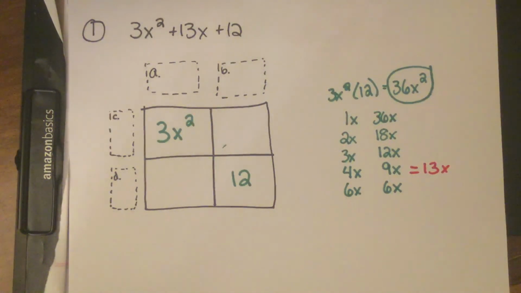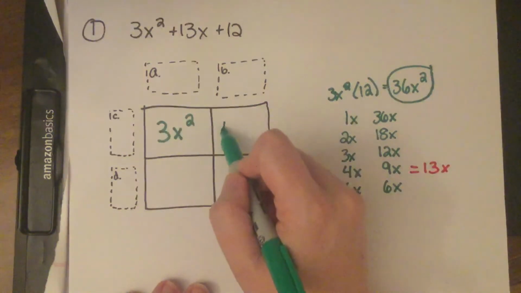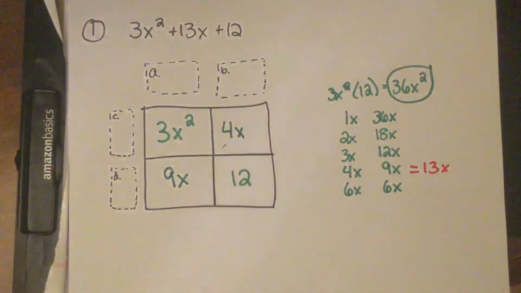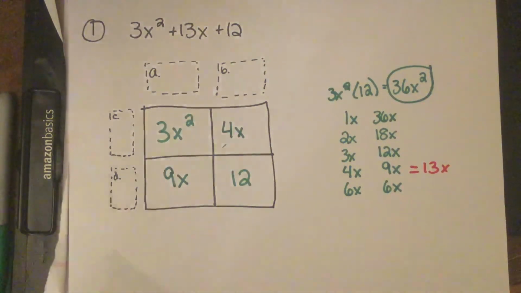It does not matter which box you put them in. You can do the 4x here and the 9x down here, or you can flip-flop it. It doesn't matter. You will get the same answer at the end. You're good either way. All right, so now that we have that, we really just pick a spot and start.